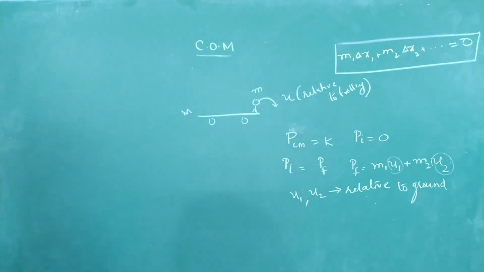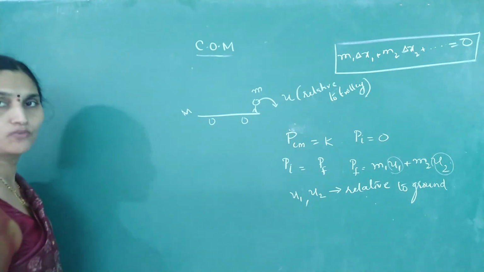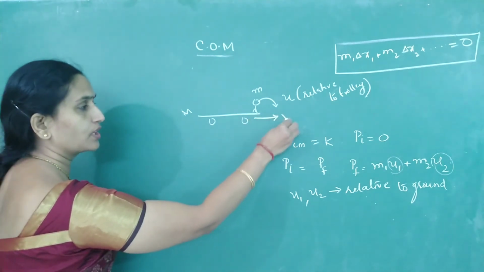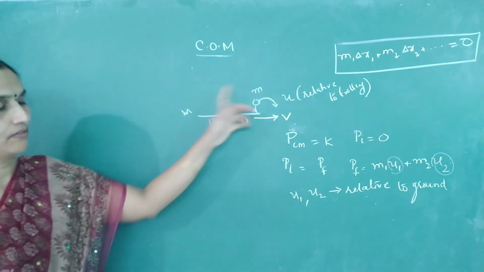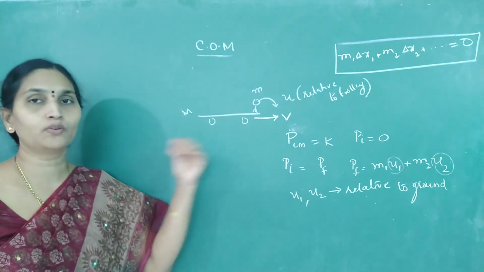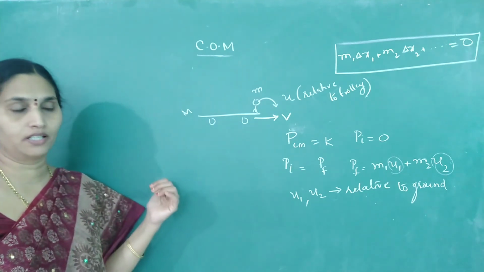So first look at the trolley. I will assume one direction, just like we have done in the previous case. Let us assume the trolley is going to move with a speed V when the man jumps. So I have assumed a direction. If your direction is wrong, you will get a negative sign. Don't worry about the direction.